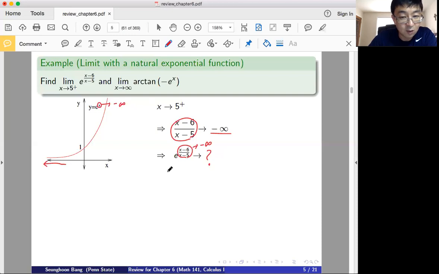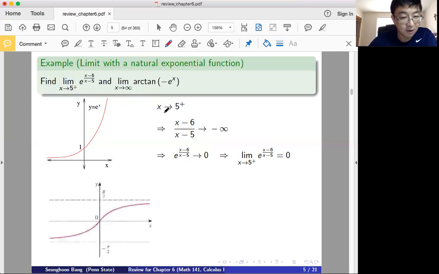Look at the x-axis. Is it like an exponential function? The exponential function is the red one, and the red one approaches the x-axis. The y value is 0. So really be careful. The answer is 0. Next one: you can draw the graph of arctangent. This is the graph of arctangent.